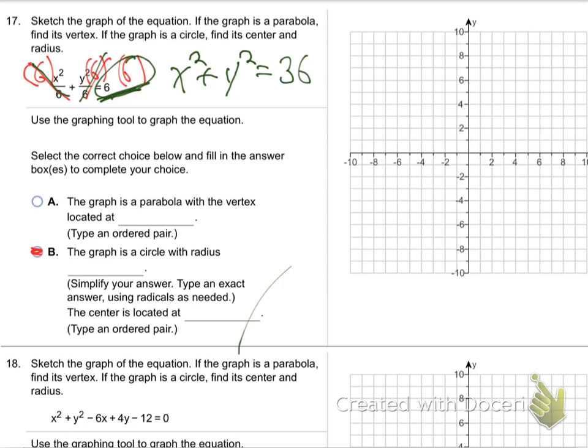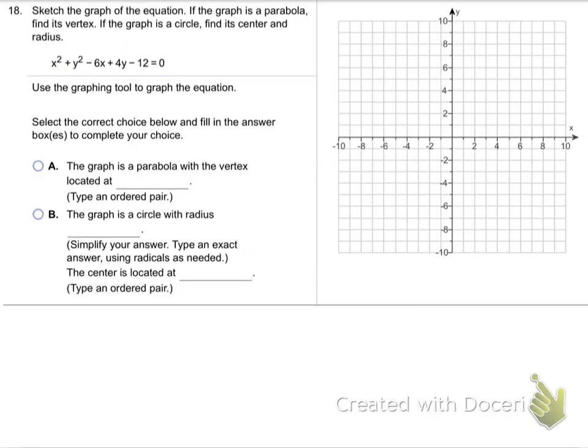What's the radius? It's the square root of the number on the right side. It's 6. And the center, opposite, opposite. So that's going to be 0, 0. So that one's easy to graph. I'll move on.